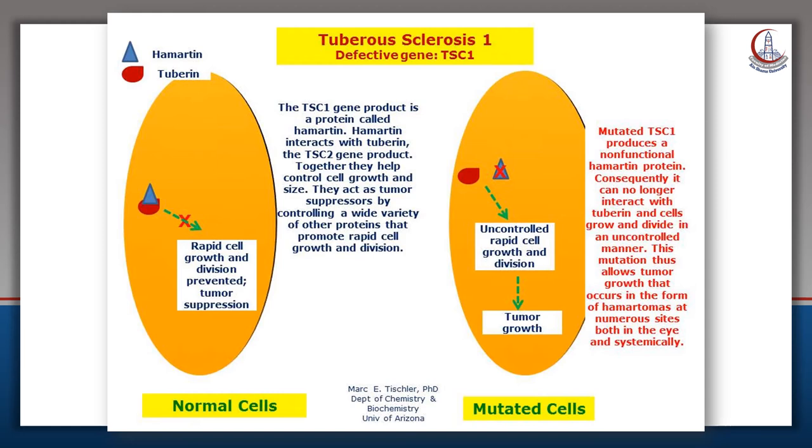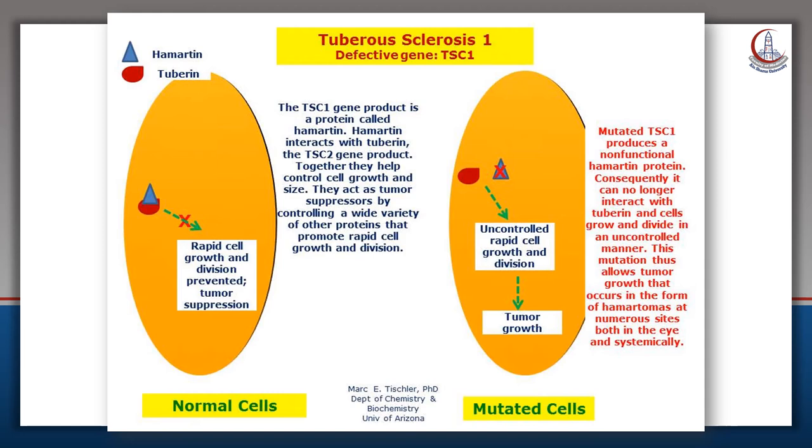So tuberous sclerosis 1 is caused by a defective gene. The tuberous sclerosis gene product 1 is a protein called hamartin. Hamartin interacts with tuberin, and together they help control cell growth. They act as tumor suppressor genes.